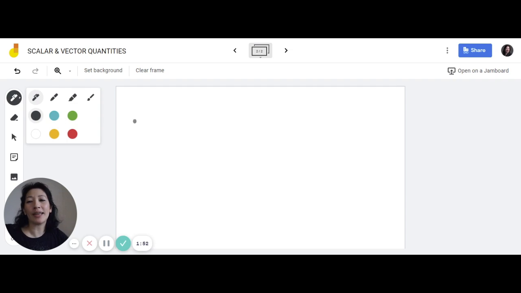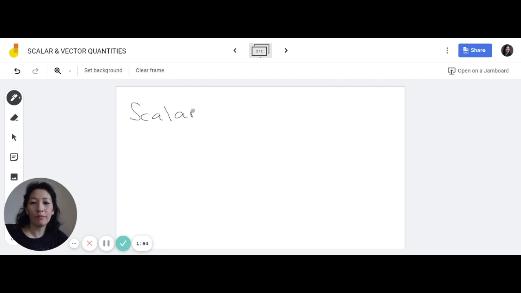Now, scalar quantities are quantities with magnitude only. If you don't know what magnitude actually means, it means value. So for example, if you express the value of length as 100 meters, the value of 100, that's the magnitude.